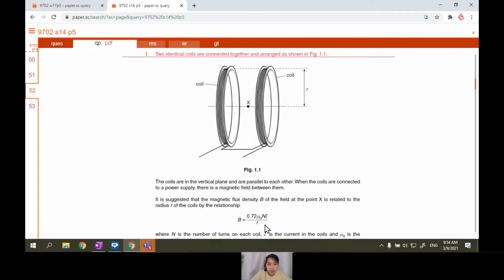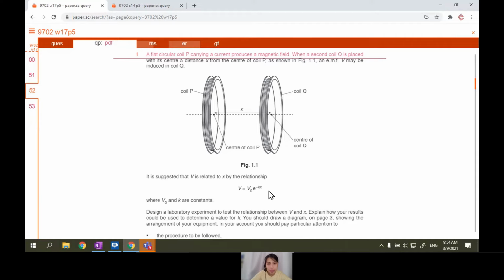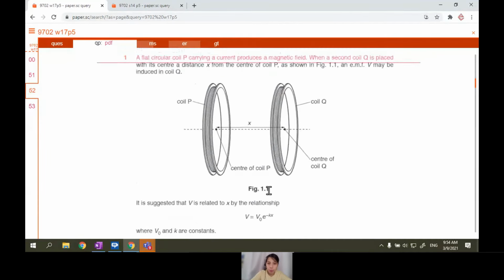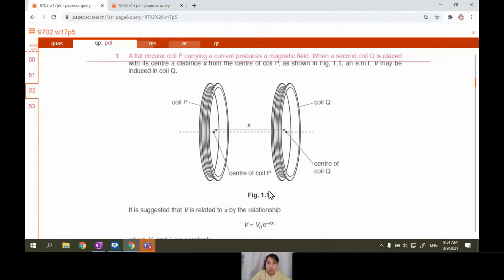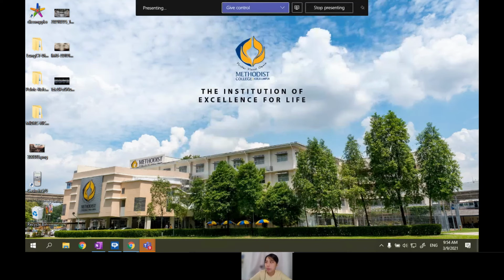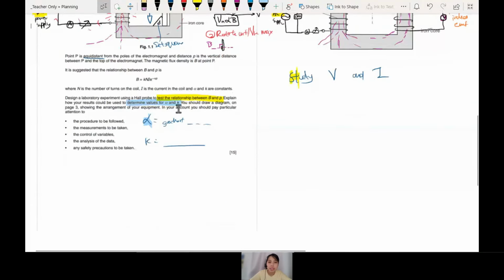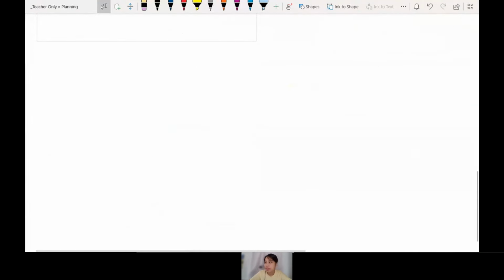B equals to something something something. Then you look back at the other one. V equals to something something something. Oh, this looks the same, but it's not the same experiment. Let's screenshot both and look at it side by side. So if you've already done set 4, Q1 set 4, then you will see the difference in both of them.